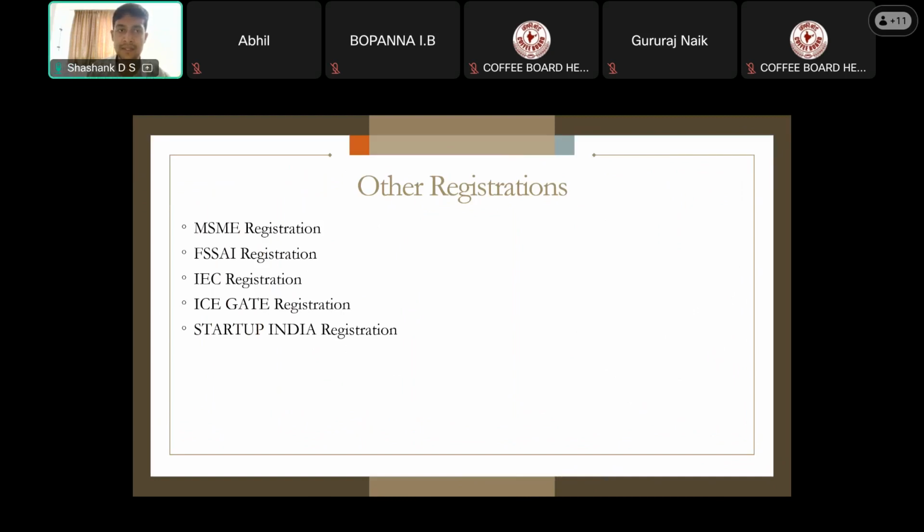So there are other registrations, as I mentioned, apart from the basic statutory registrations: MSME registration, FSSAI registration, IEC registration, ICEGATE, Startup India registration. I'll be explaining each of these registrations, why it is required and for whom it is applicable.